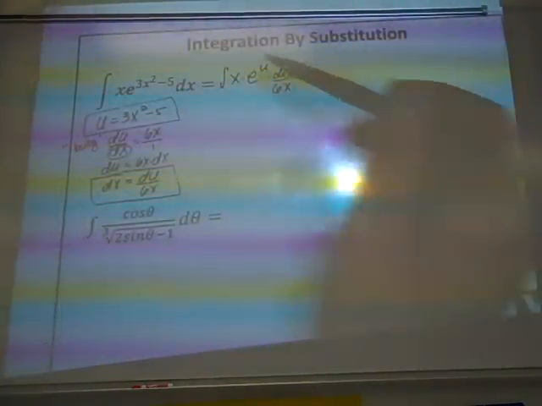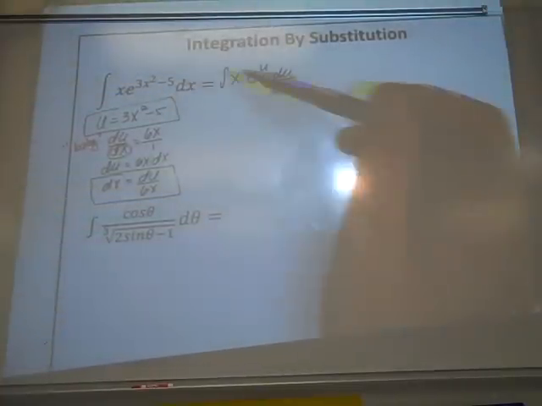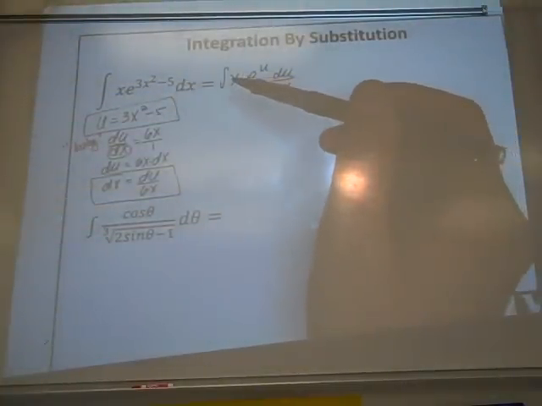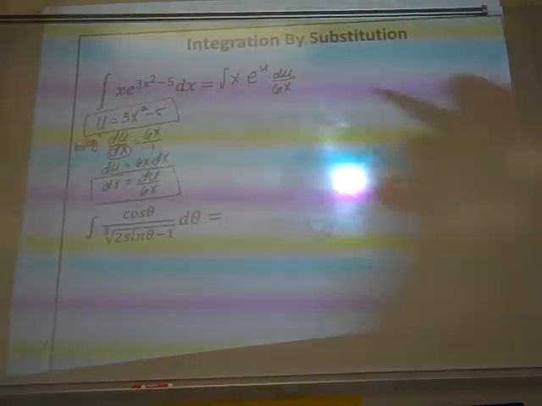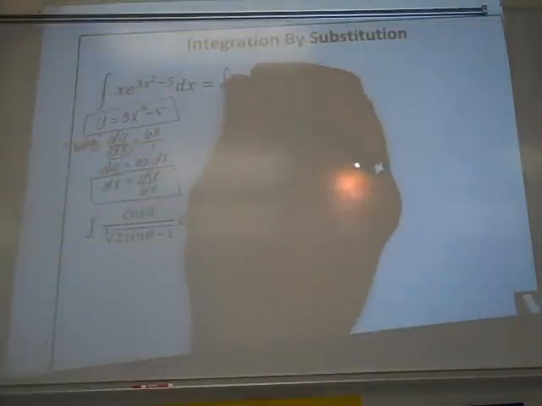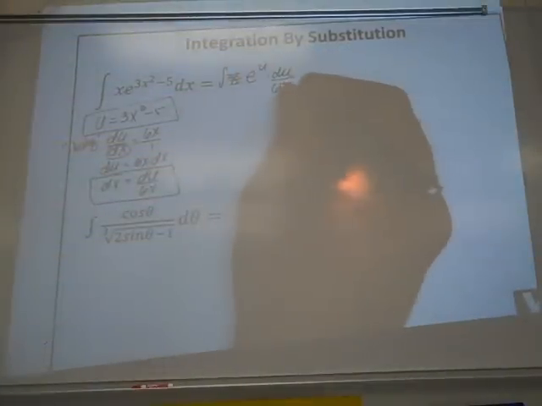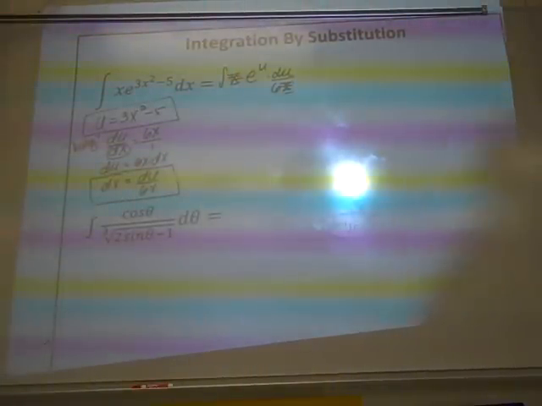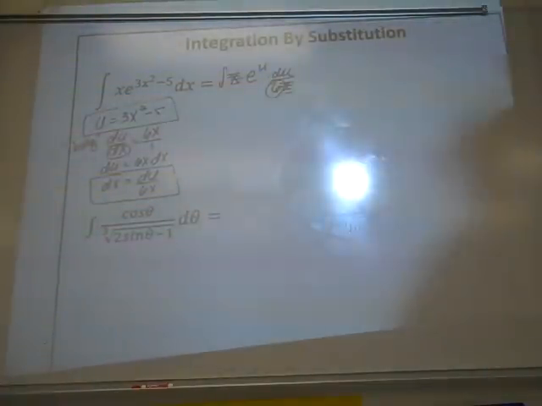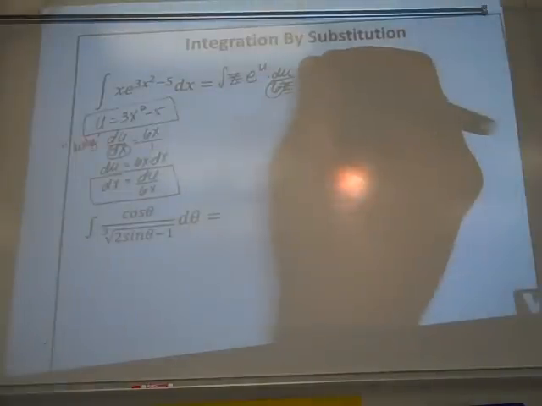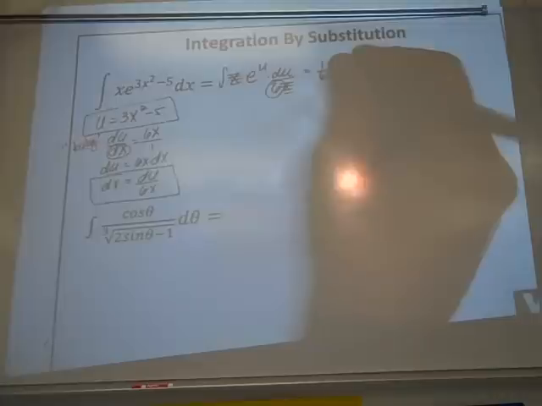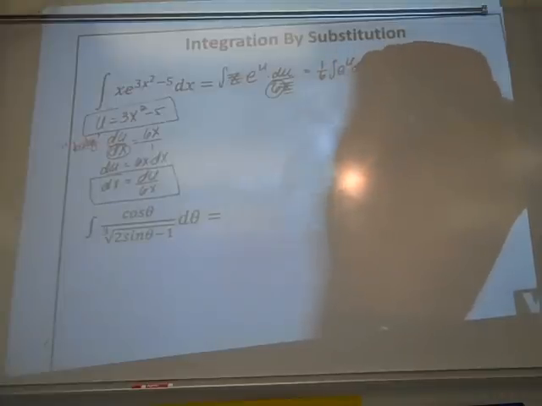Now, my integrand used to have just x's. It now has a combination of x's and u's, and this doesn't look good or feel good at first. But if we pay attention, I've got an x up here with an x in the denominator. Those can cancel out. I have a 6 in the denominator. That 6 is a constant. So I can factor constants out in front of the integral. And I'm going to get 1/6 the integral of e to the u du.